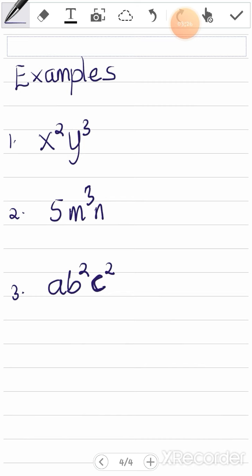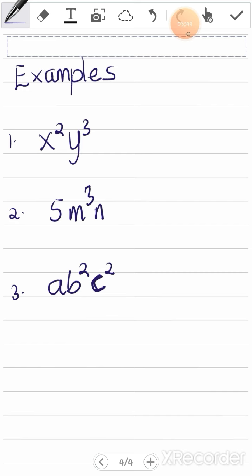You can see that x and y are different. The second one is 5m to the power 3 times n. m and n are different. Then the last one, a times b squared times c squared. So a is different from b, different from c.